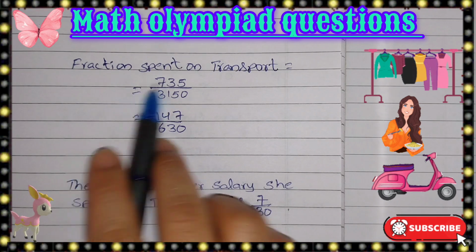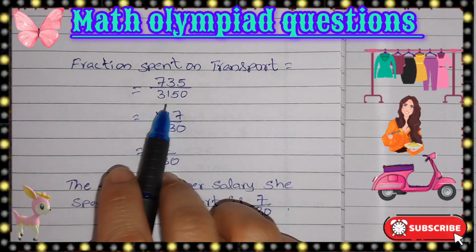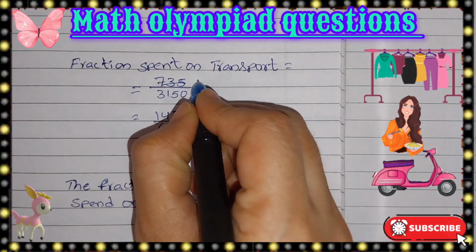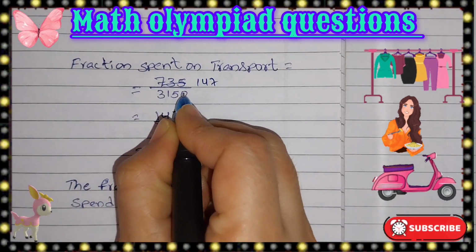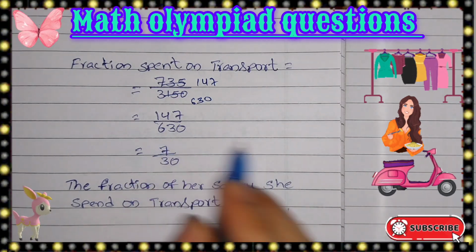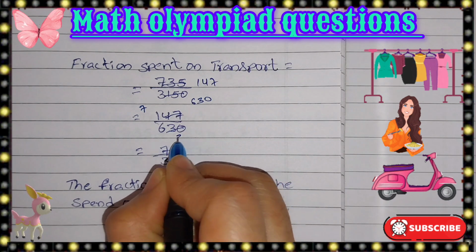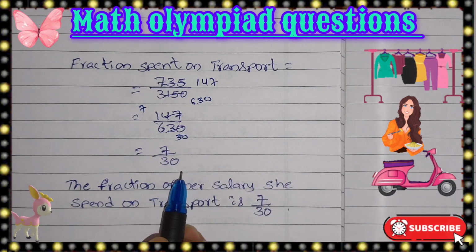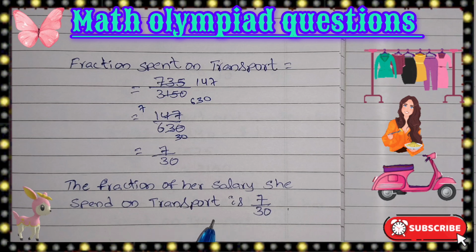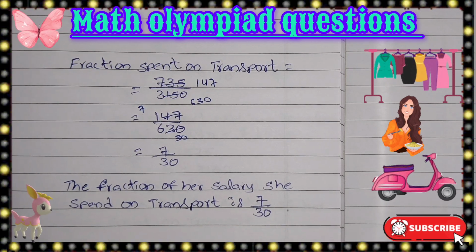Fraction spent on transport equals 735 divided by 3150. 5 147s are 735, 5 630s are 3150. 147 divided by 630. 21 7s are 147, 21 30s are 630. So 7/30. The fraction of her salary she spent on transport is 7/30.